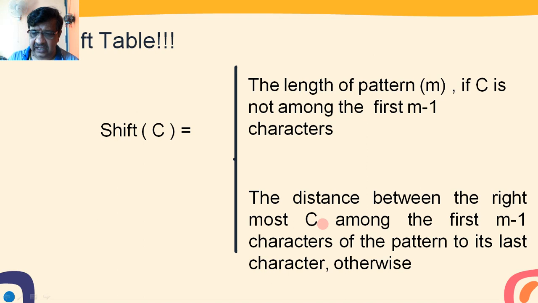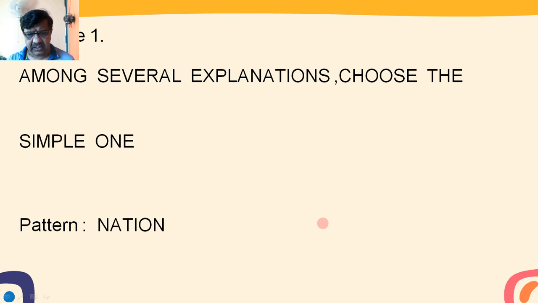So we will take some examples over here, and this is example one. This is the text: Among several explanations, choose the simple one. This is a statement from the principle of parsimony or Occam's razor, and the pattern is nation. So first of all, we need to build the shift table. The shift table will look something like this.